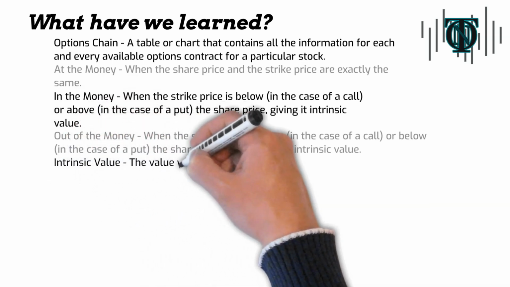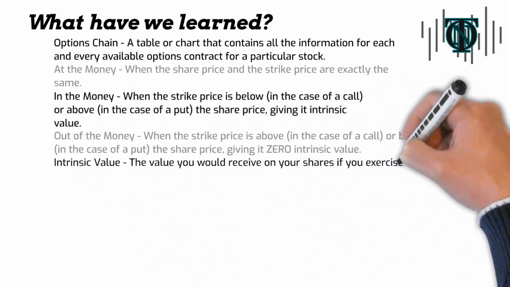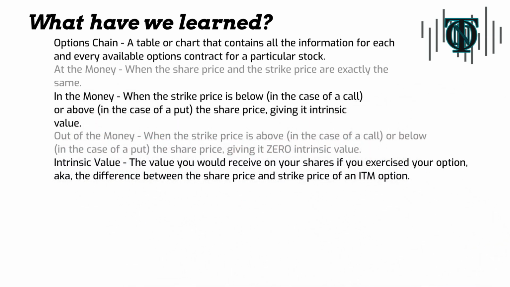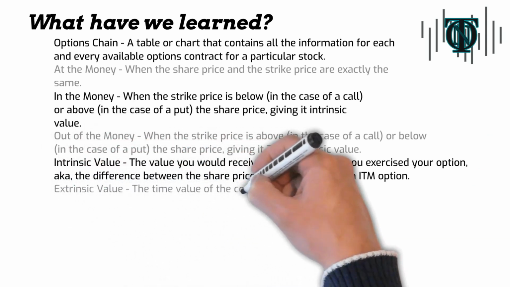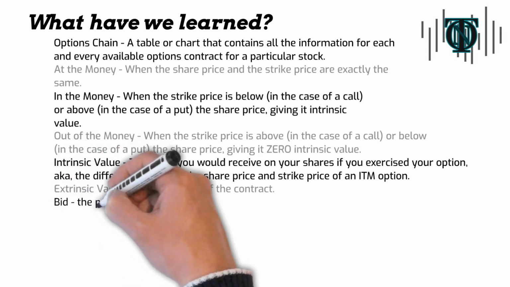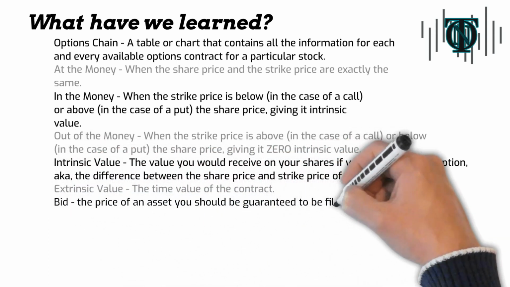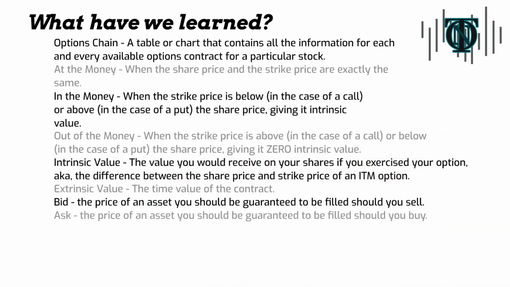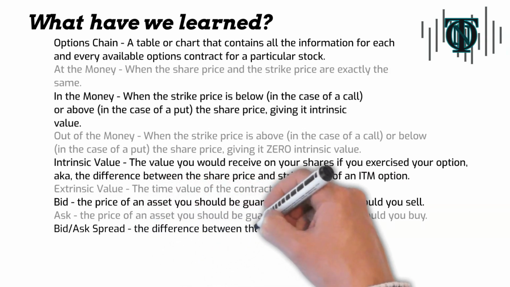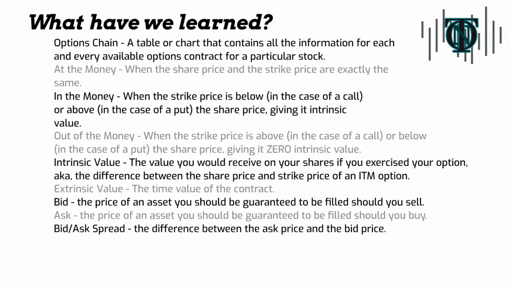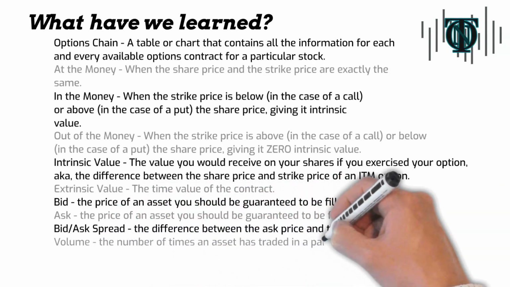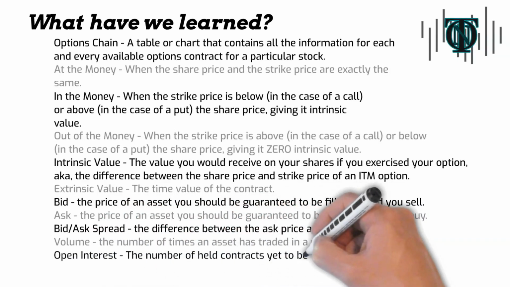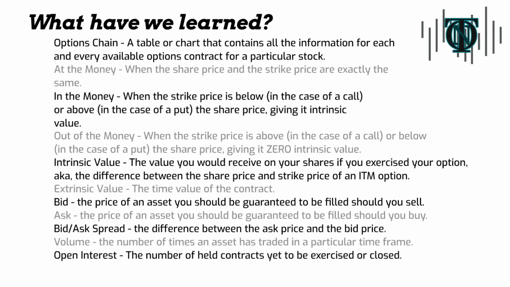Intrinsic value is the value in your shares if you were to exercise your option, or the difference between the share price and strike price of an in-the-money option. Extrinsic value is the time value of the contract. The bid is the price of an asset you should be guaranteed to be filled should you sell, while the ask is the price of an asset you should be guaranteed to be filled should you buy. The two together create something called a bid-ask spread, which is simply the difference between the two. Volume is the number of times an asset has traded in a particular time frame, and lastly, the open interest is the number of held contracts yet to be exercised or closed.